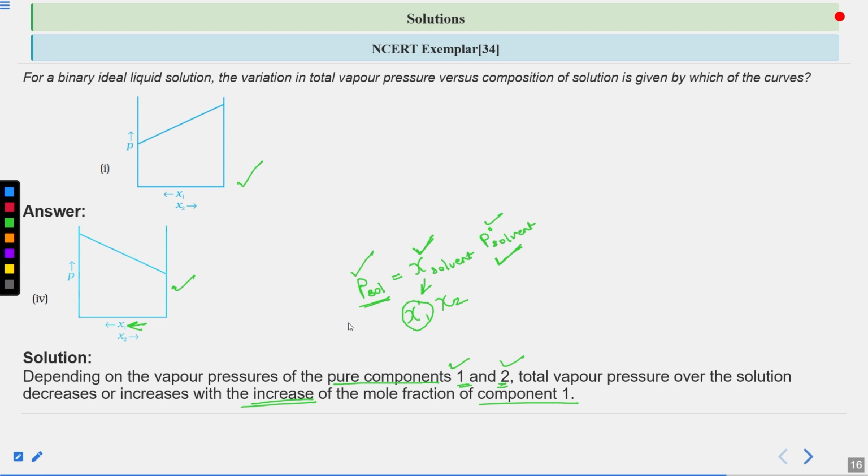So that's why we have two correct answers for this question. If you take the mole fraction as constantly increasing for one component, then the total vapor pressure of the solution directly depends upon the vapor pressure of the pure solvent of any component. So we can represent the variation in the total vapor pressure versus the composition of solution by the two given graphs. The correct answer for this question will be first and fourth.